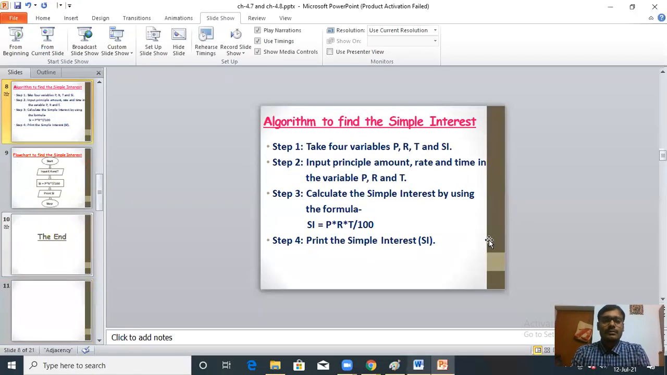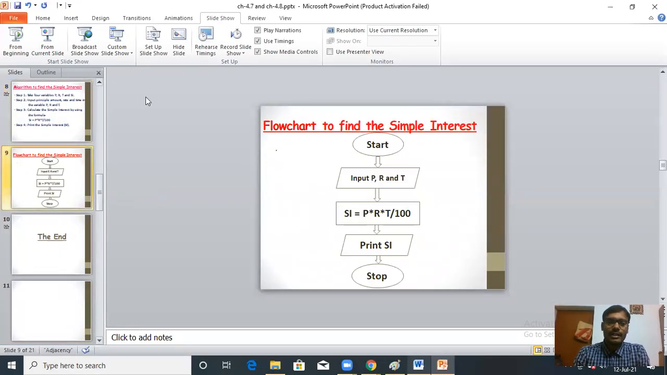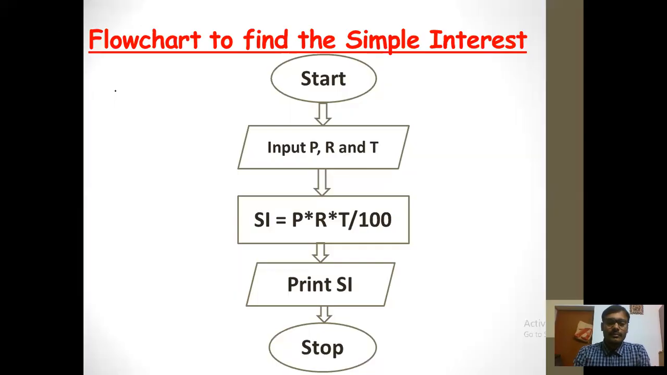Now I hope you have understood it. Now you can see the flow chart to print the simple interest. It should begin with the start symbol, then input PRT. You have to input 3 variables P, R and T. Then you have to find the simple interest SI equals PRT by 100. Then you have to print SI.